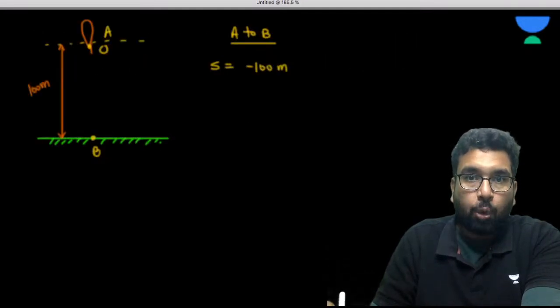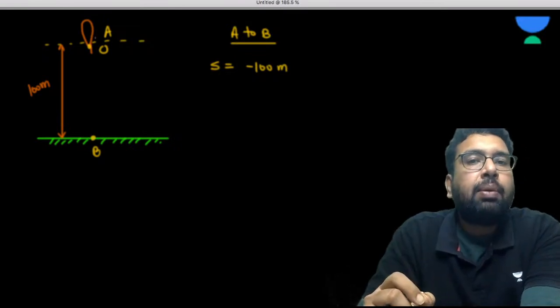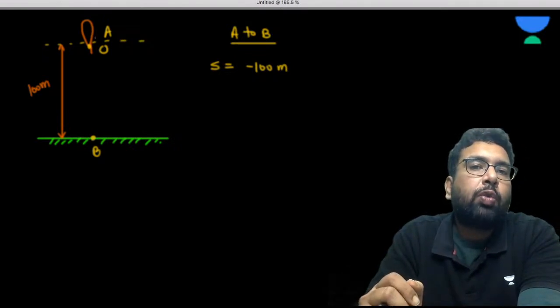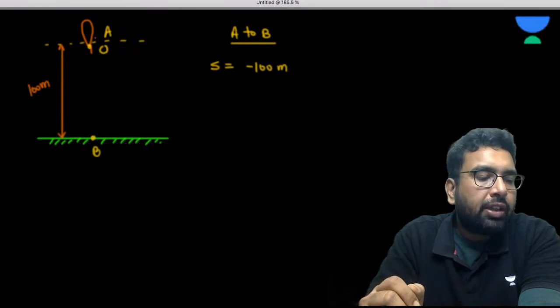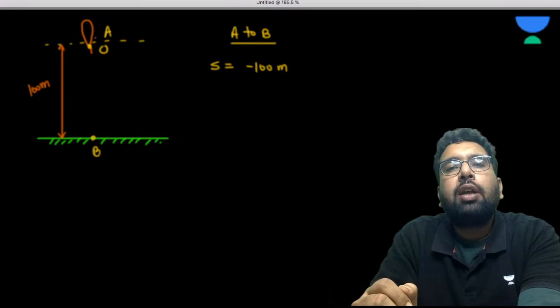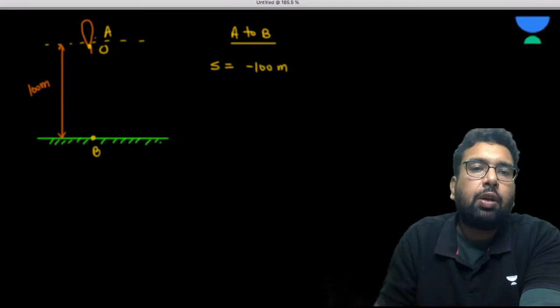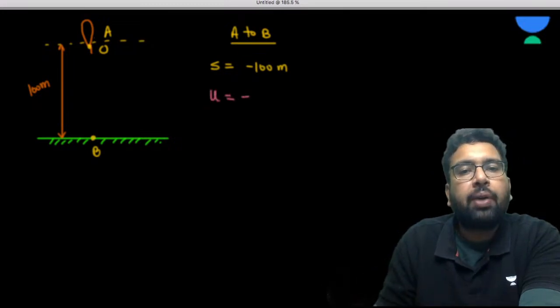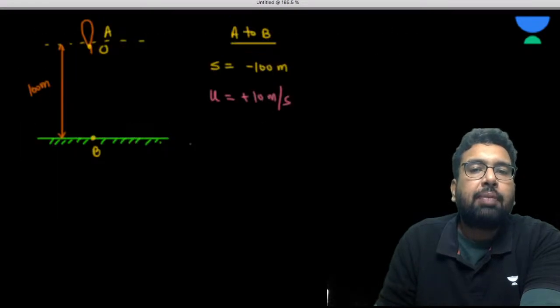Now, at the moment, please try to think about this. At the moment when the stone is dropped, what would be its initial velocity? So obviously it will have the velocity of the balloon itself. The velocity is in the upward direction, so it has to be plus 10 meter per second.